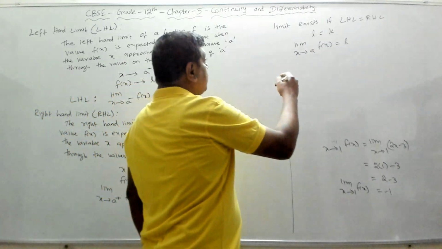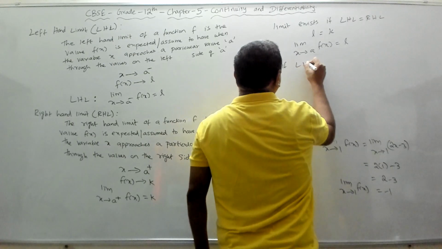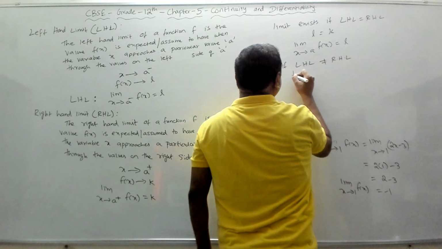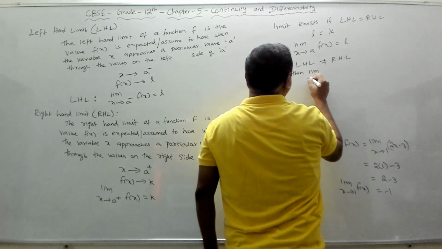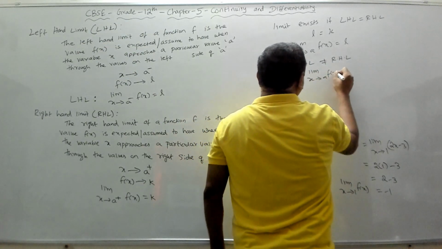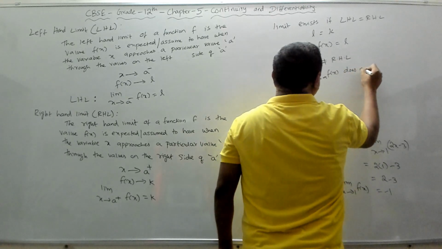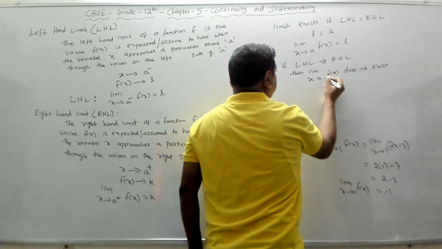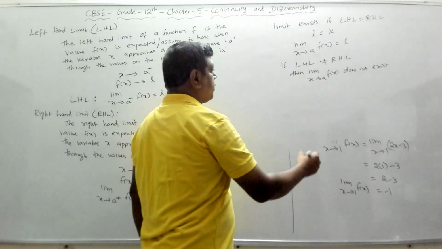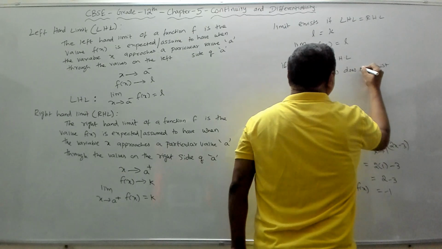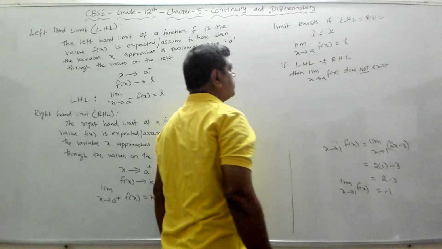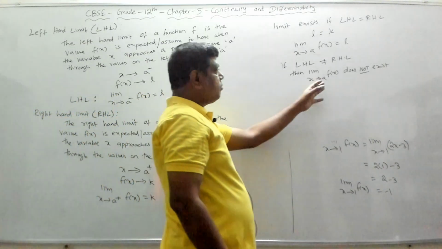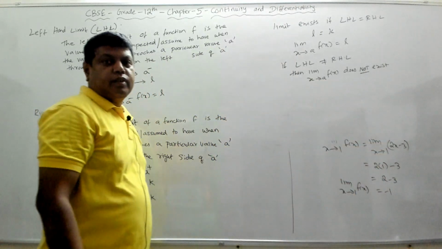If L is not equal to K, if LHL is not equal to RHL, then we will say limit x goes to a, f of x does not exist, which means there is no limit. Limit x approaches a, f of x does NOT exist. I'll write like this, NOT exist. If LHL is not equal to RHL, then limit x goes to a, f of x does not exist.